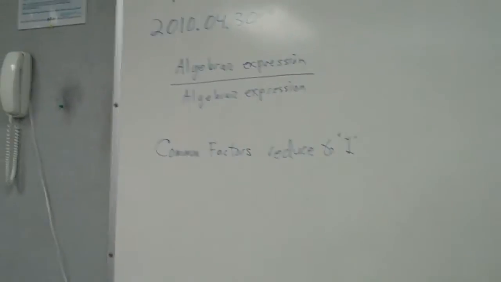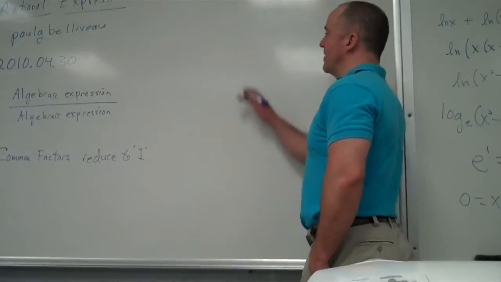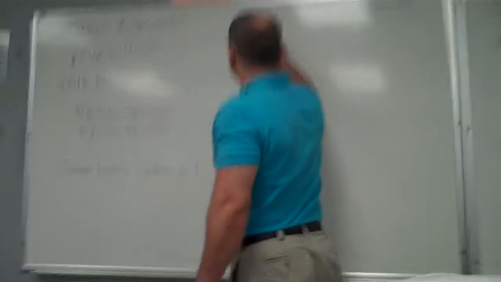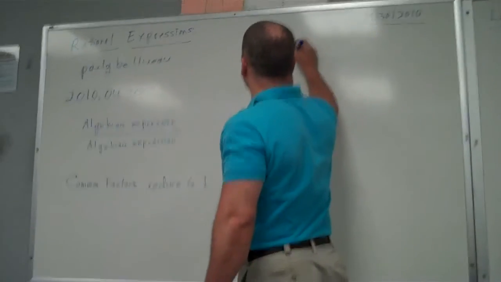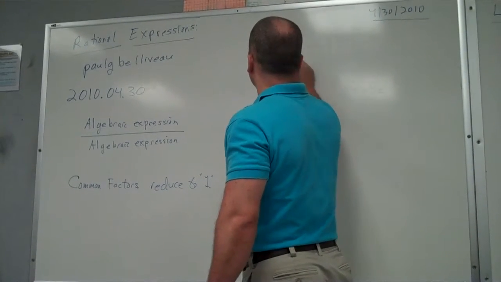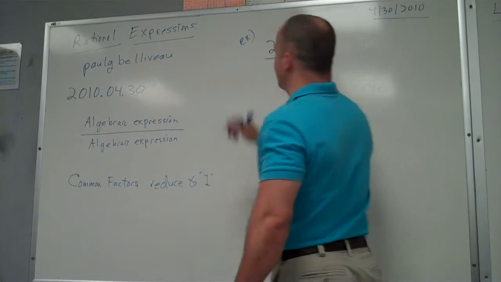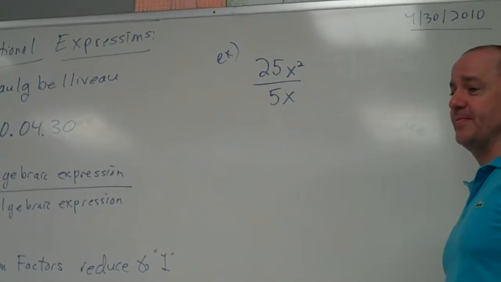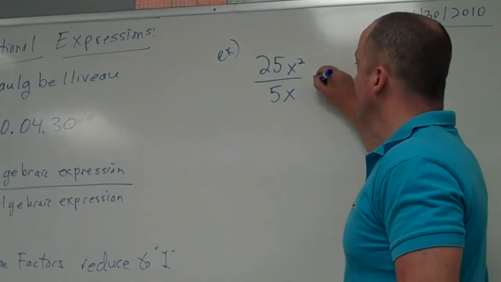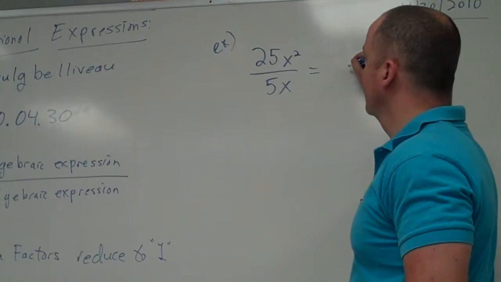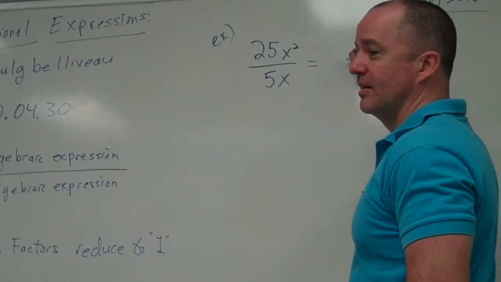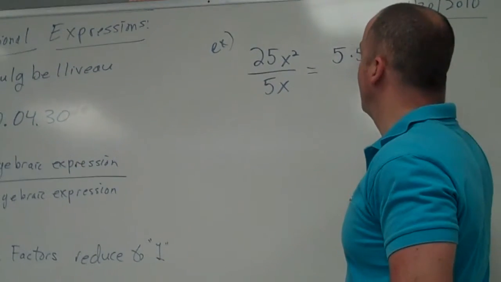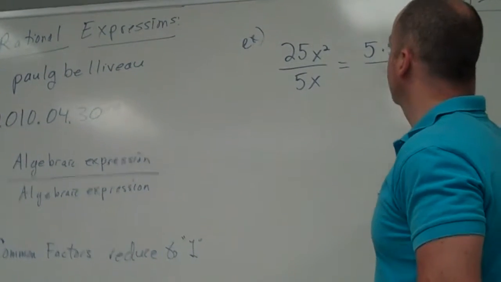For example, didn't we do something earlier this year? I hope I'm not mixing you up with Algebra 2. If you have like 25x squared over 5x, for example, what would this reduce to, Jenny? I would reduce to 5x squared over 1. Yes.